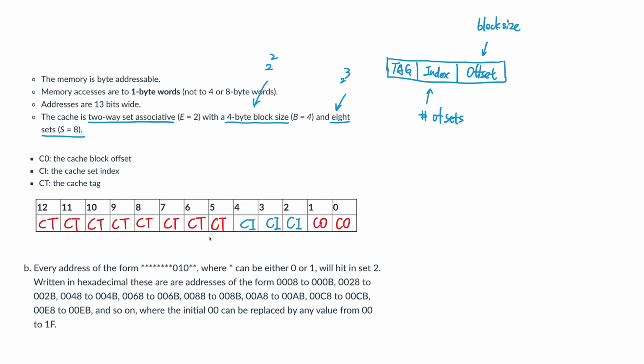And this is question A. For question B, very similar to the previous one. Since we need to know everything in set 2, the only bits that matter are bits 4, 3, and 2. So these 3 bits should be 0, 1, 0. Then the rest could be either 0 or 1 and will hit in set 2. So writing in hexadecimal, those are addresses of the form 008 to 00B, 028 to 02B, and so on, where the initial ZZ can be replaced by any value from 00 to 1F.